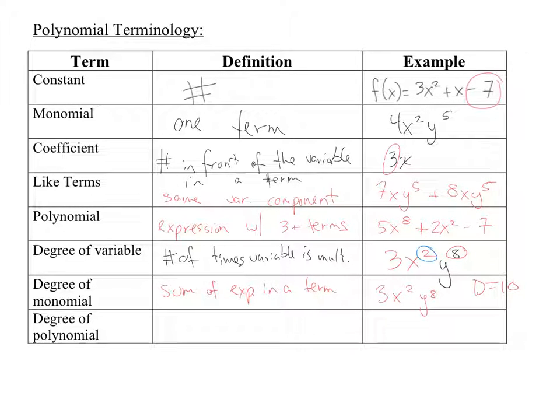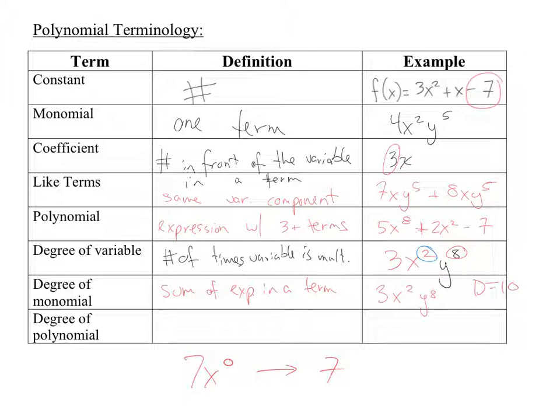7x to the 0. What is it? 7x to the 0. Yeah, what's anything to the 0 really? 1. So if I write 7x to the 0, isn't that just 7 really? Think about it for a second. If I were to write 7x to the 0, that's just 7. And some of you know that rule because anything to the 0 is 1. So the degree of a constant is really 0.